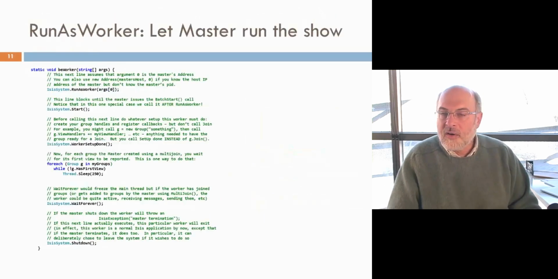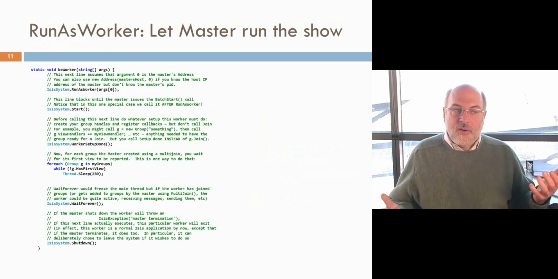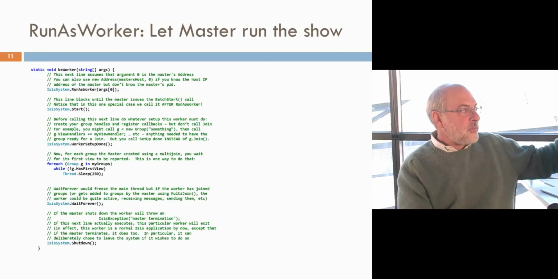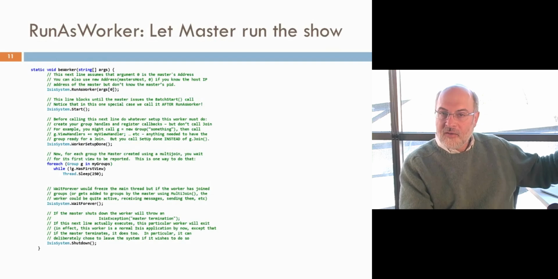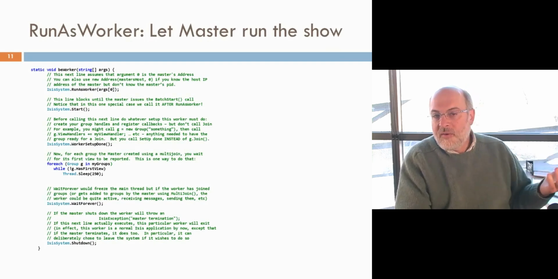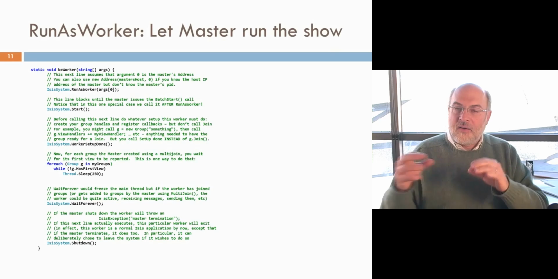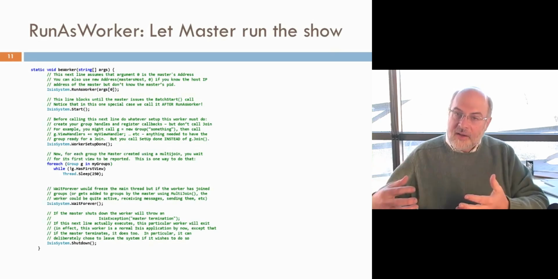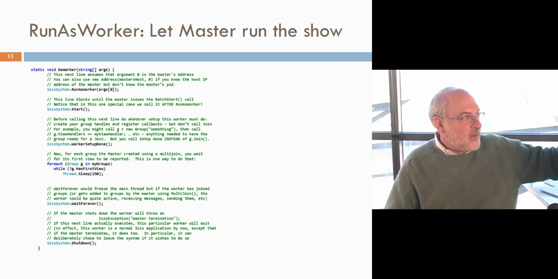And then run as worker is another page or so of code. And you can see that the worker, instead of calling ISIS_system.start, the worker calls ISIS_system.run as worker. So that's a big difference. And it has to tell run as worker where the master is by passing in a string, which is typically what we do is the master writes out his address and then the workers read it in, and that becomes this argument which they pass to run as worker, at which point they call ISIS_system.start.